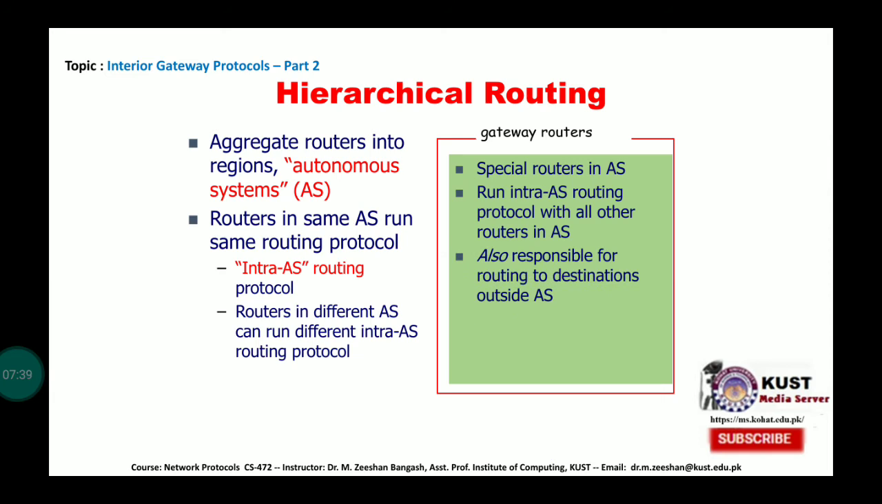Now they also have the responsibility of routing the packets, and particularly routing to a destination that is outside the autonomous system of the region for which this router is designated as a gateway. So it has two responsibilities.